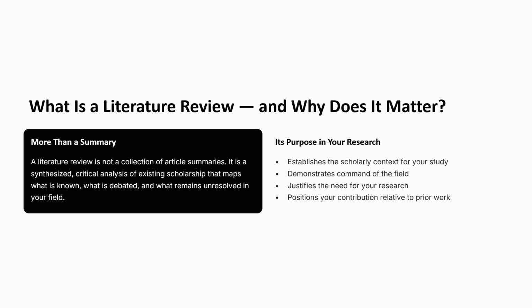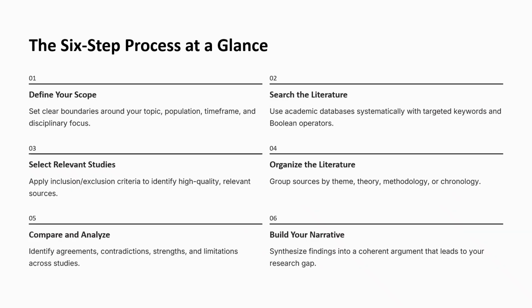A well-written literature review shows that the researcher understands both what is known and what remains unknown. The six-step process at a glance. Conducting a literature review involves 6 major steps. First, define the scope of the review. Second, search for relevant literature using academic databases. Third, select studies that meet your inclusion criteria. Fourth, organize the literature systematically. Fifth, compare and analyze the studies critically. Finally, build a coherent narrative that leads readers to the research gap your study intends to address.